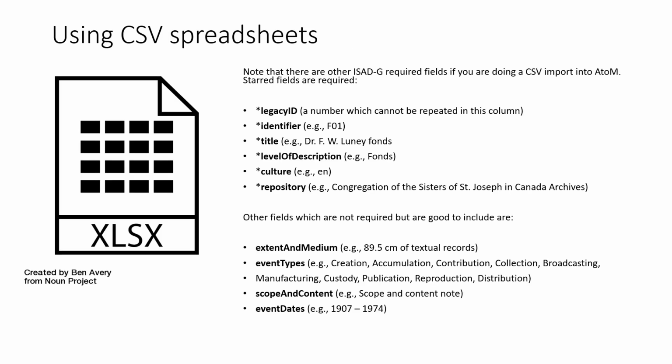Note that there are other required fields if you are doing a CSV import into AtoM. The starred fields are required, as shown on the screen: legacy ID, identifier, title, level of description, culture, and repository. Other fields which are not required but are good to include are extent and medium, event types, scope and content, and event dates. And this concludes our short presentation about minimal fields and standards in Access to Memory.